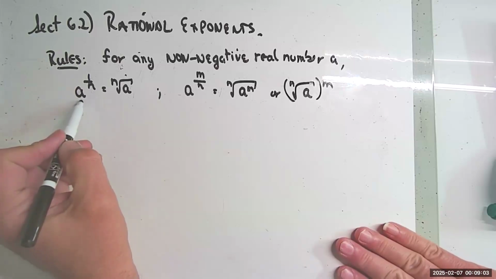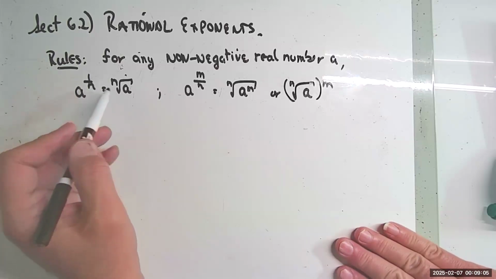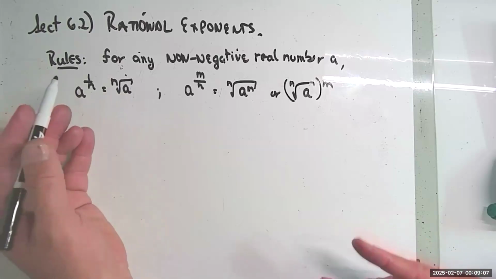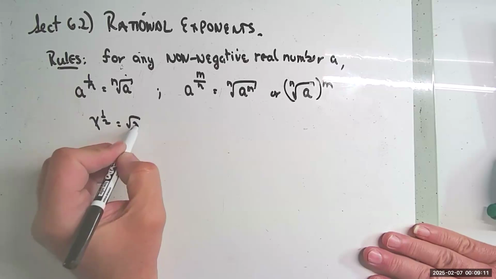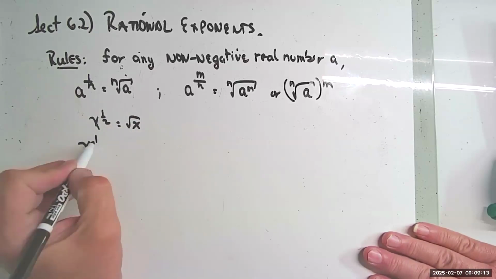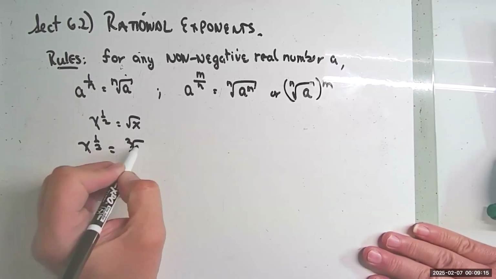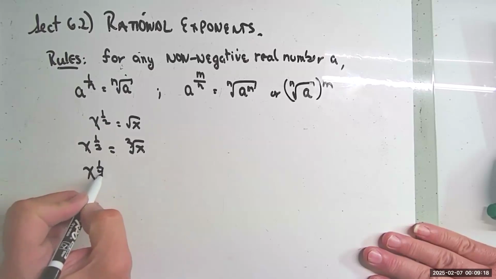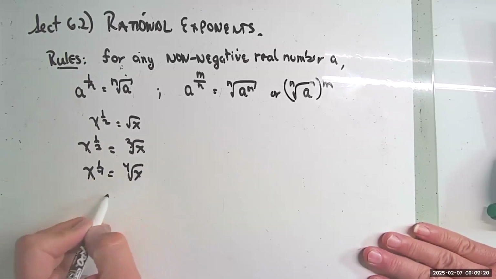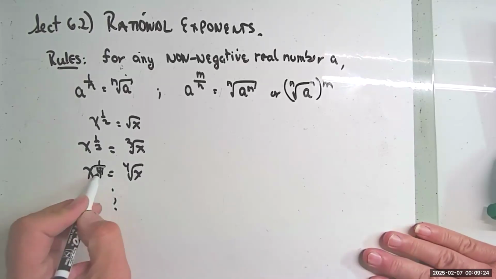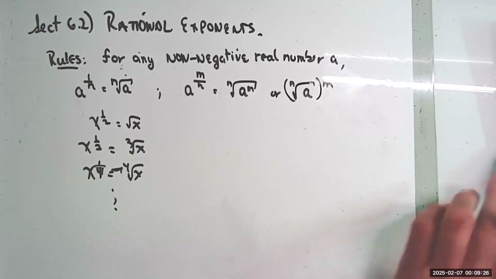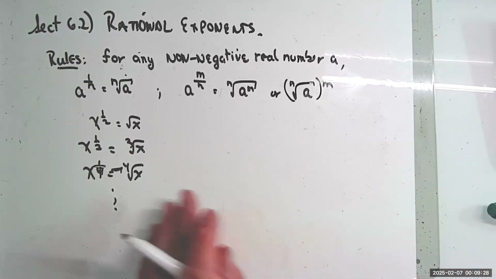So if I have a raised to the 1/n, that will be the nth root of a. If I have x to the 1/2, that's the square root of x. X to the 1/3, that's the cube root of x. X to the 1/4, that's the fourth root of x, etc. So the denominator becomes the index. That's fully written.